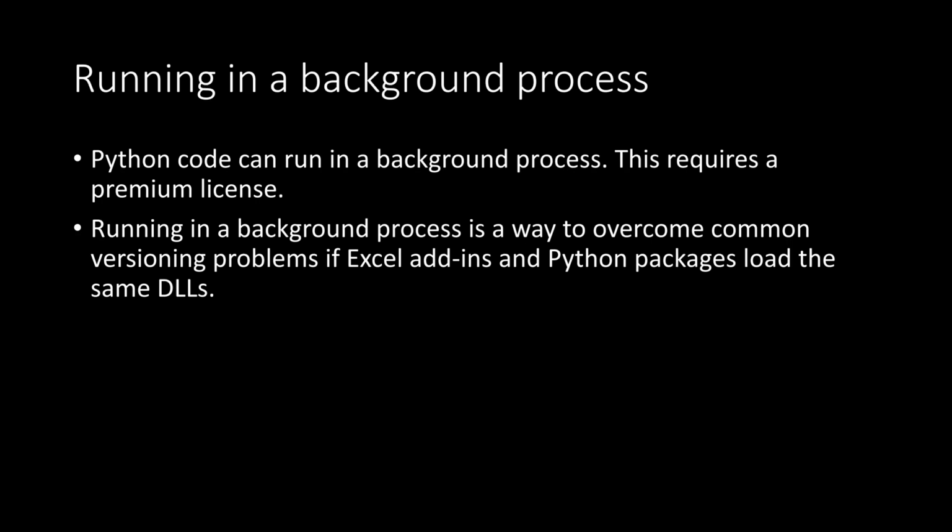The final premium feature we look at is running xlSlim's Python in a background process. This is not a feature most users will ever need. However, it is very useful for certain use cases, specifically if you have an Excel add-in and a Python package that end up referring to the same Windows DLL. If you need to have different versions of that Windows DLL, the only way to do this is to run Python in the background process. xlSlim lets you do this.